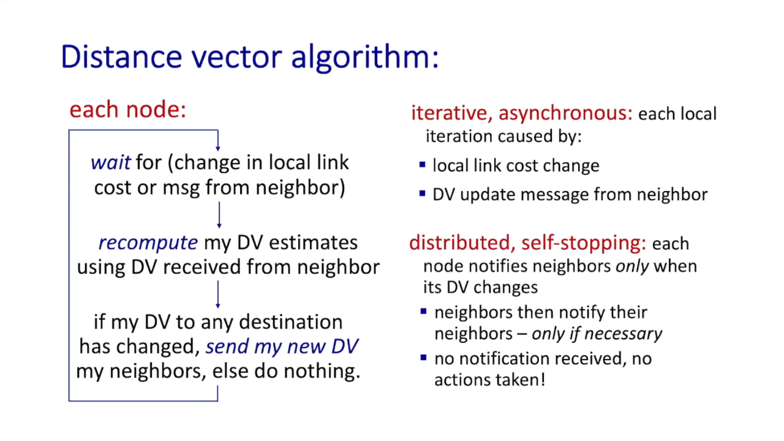The algorithm is also distributed and it's self-stopping. Each node notifies its neighbor only when its distance vector changes. Neighbors then notify their neighbors only if necessary. And if no change is sent or no notification is received, then no actions need to be taken.